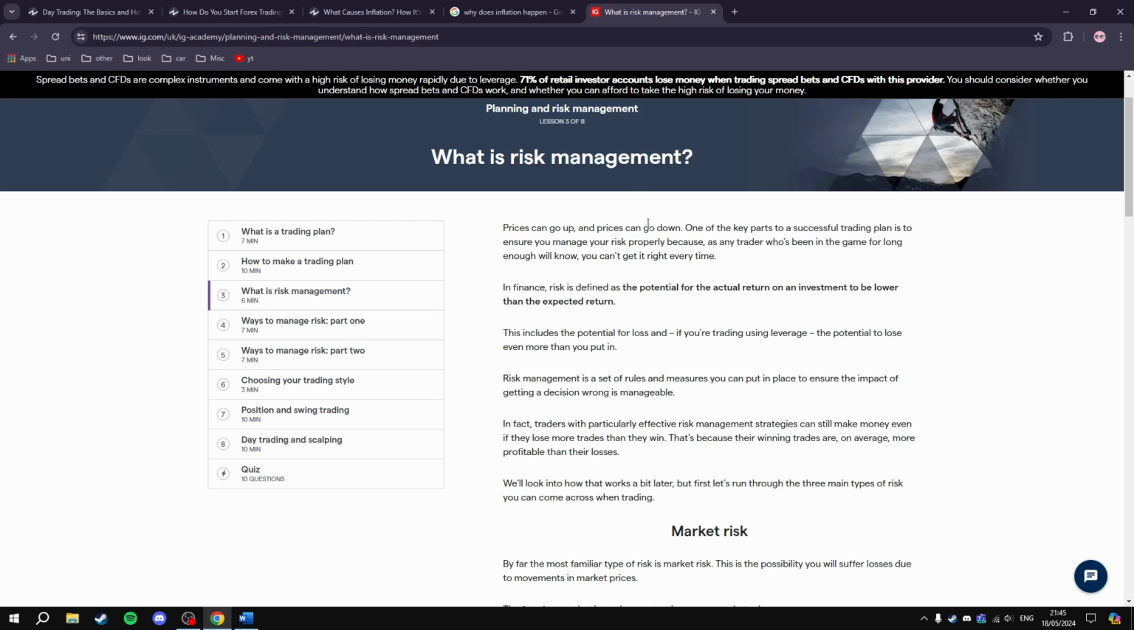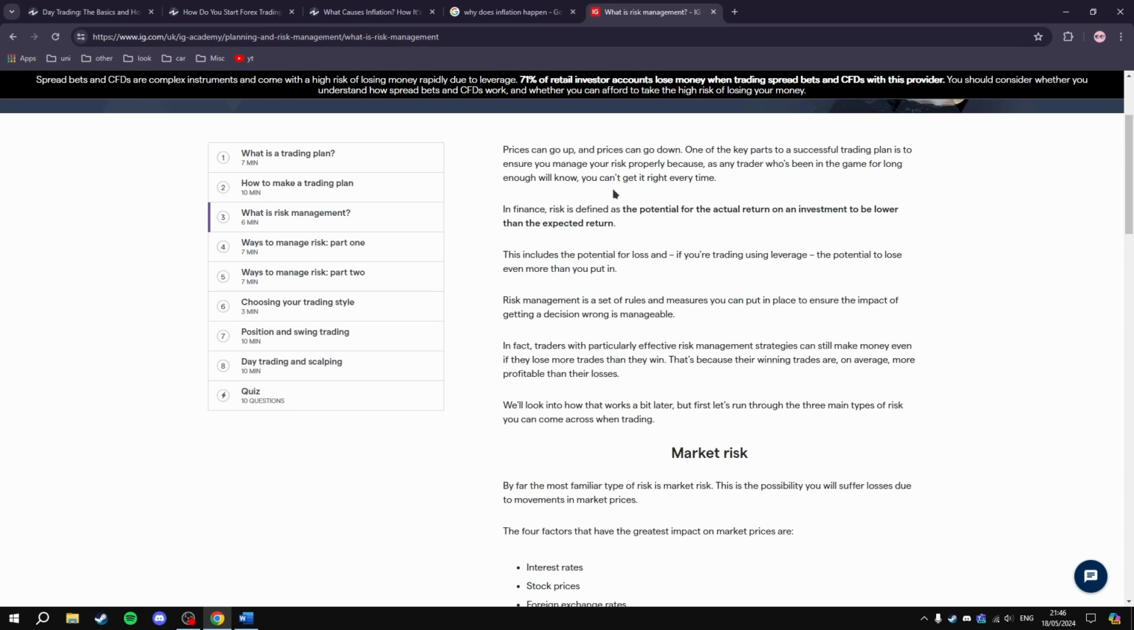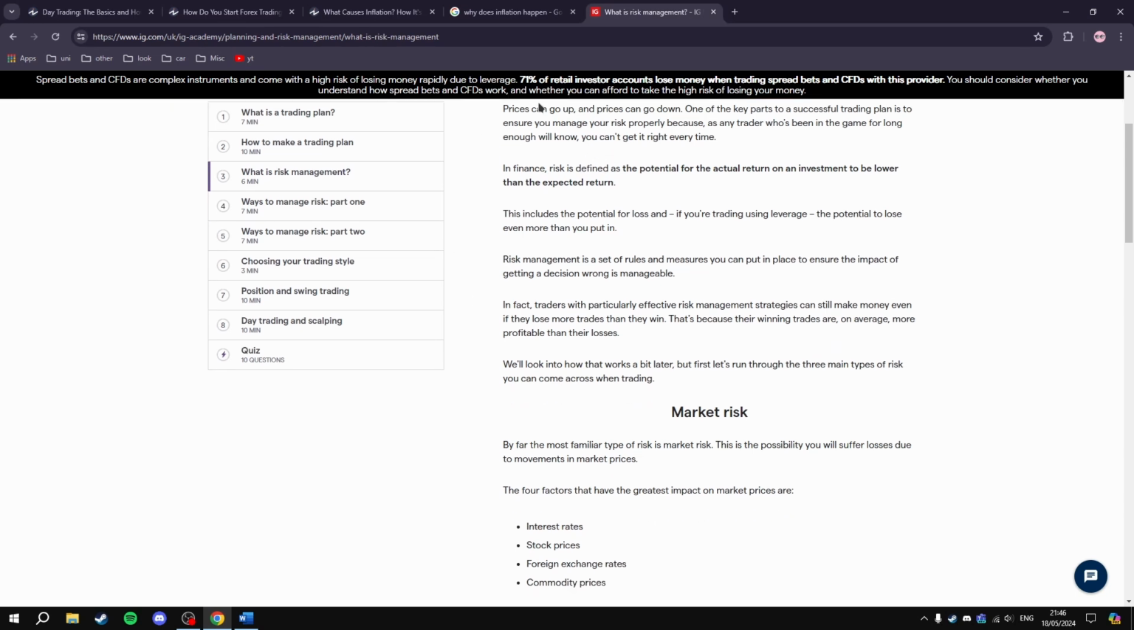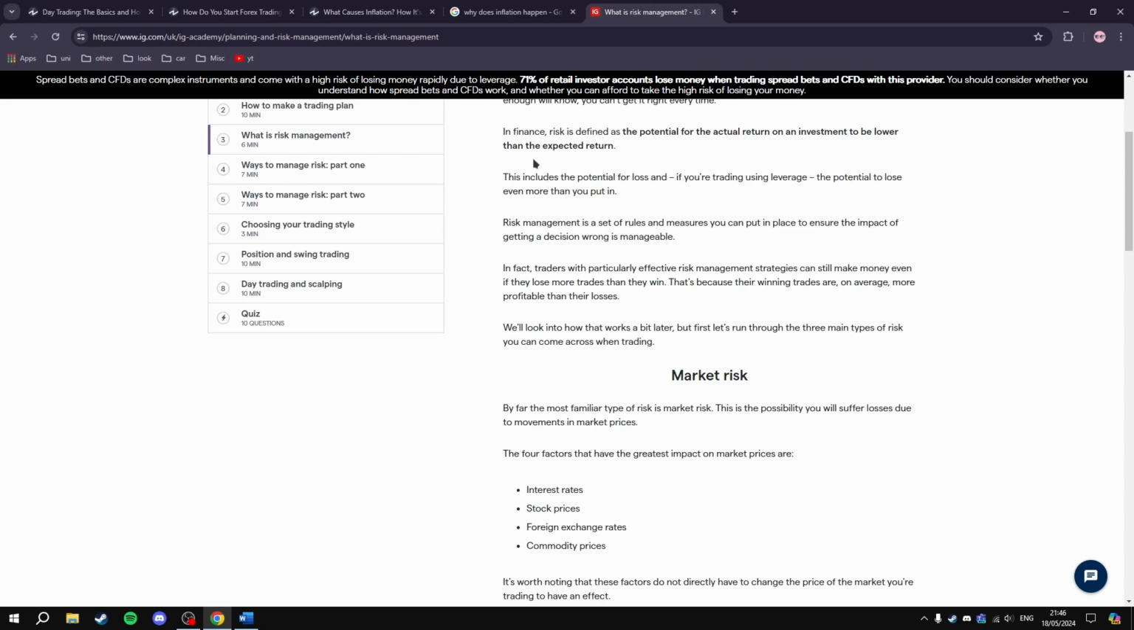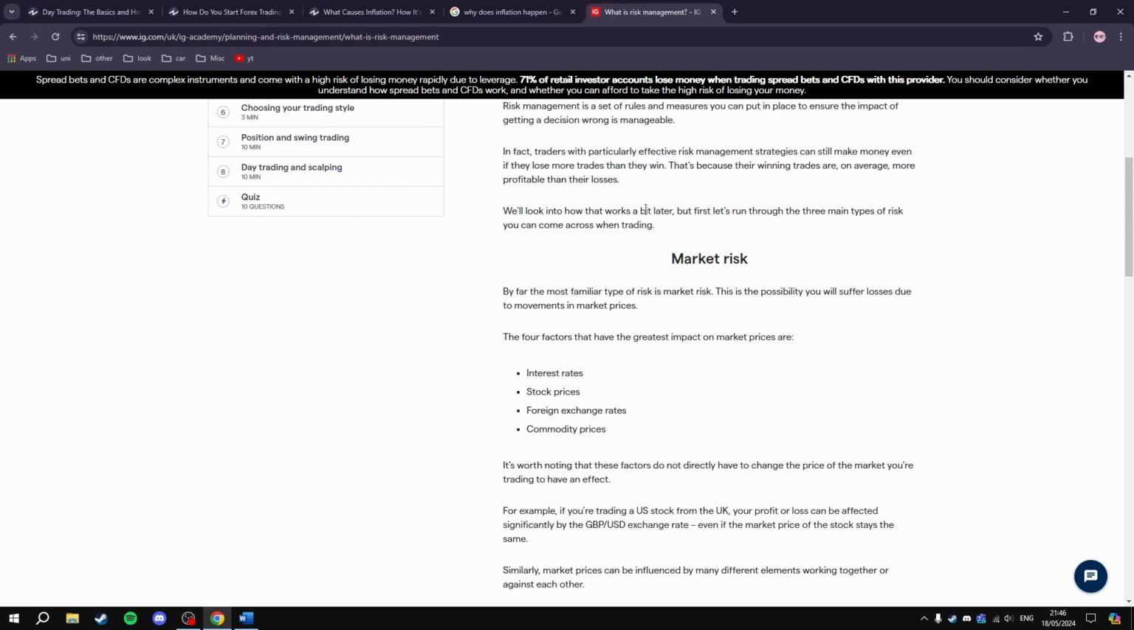So in finance, risk is defined as the potential for the actual return on an investment to be lower than the expected return. So risk management is a set of rules and measures you can put in place to ensure the impact of getting a decision wrong is manageable. And then we look through the type of risks there are. So there's three main types of risks you can come across when trading.